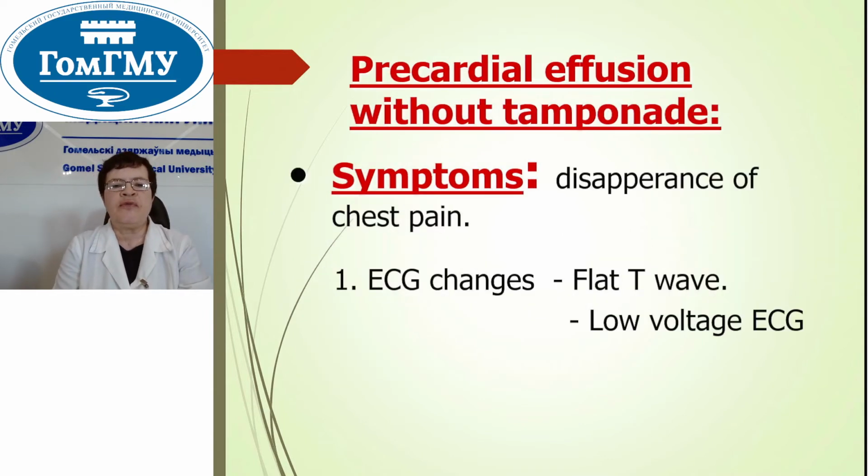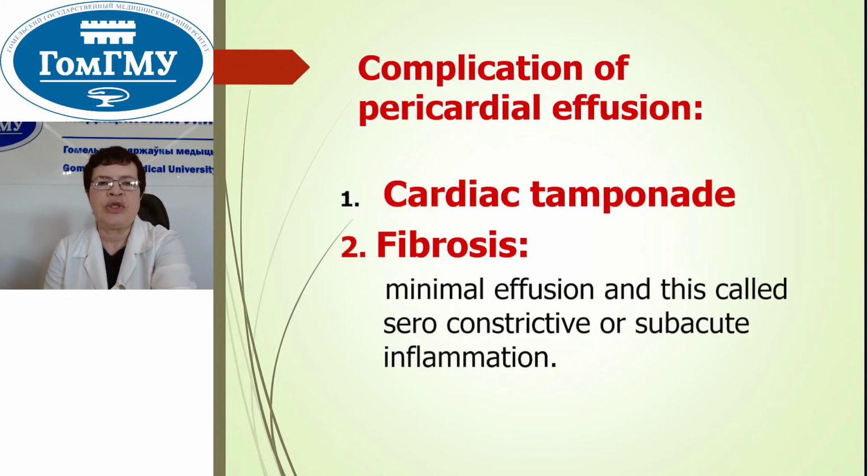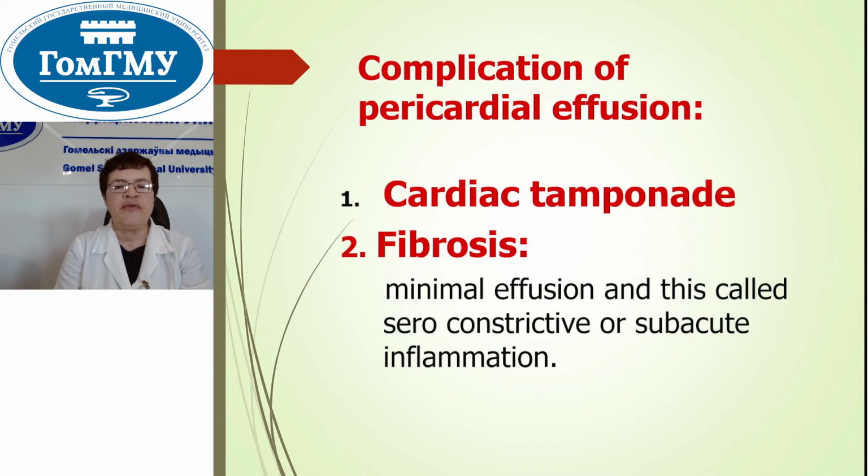A pericardial effusion without tamponade. The symptoms in this case are disappearance of chest pain, ECG changes, flat T wave, low voltage ECG, complications of pericardial effusion, cardiac tamponade, and fibrosis, minimal effusion, and this is called seroconstrictive or subacute inflammation.